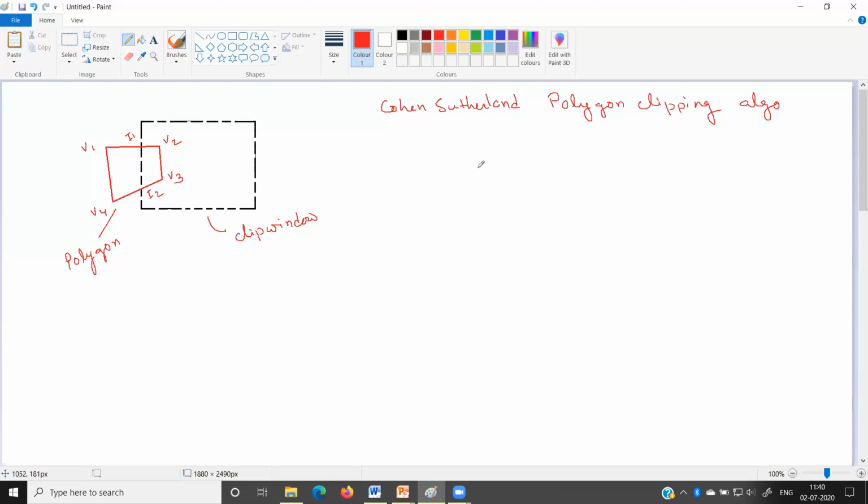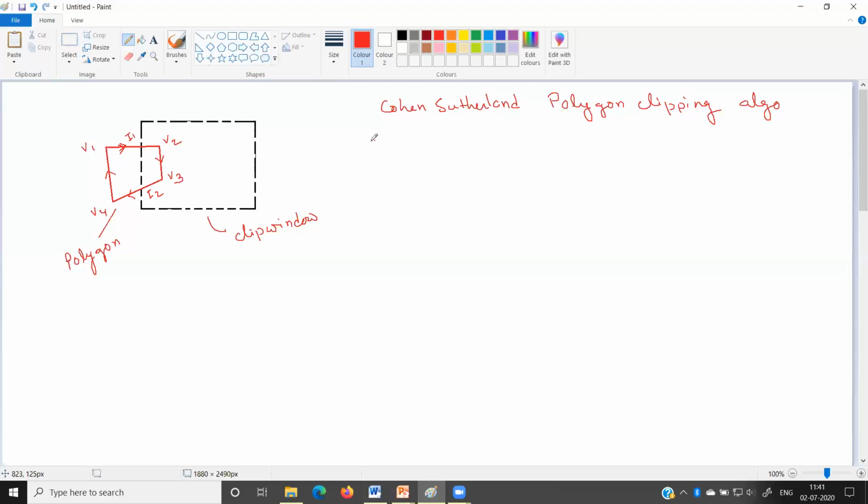In case of Cohen-Sutherland polygon clipping algorithm, the logic is we have to traverse the vertices in clockwise direction. So basically the traversal will be in this direction, from V1 to V2, from V2 to V3, then V3 to V4 and V4 to V1. Fine. Now there are 4 cases. The algorithm basically works with the help of 4 steps.